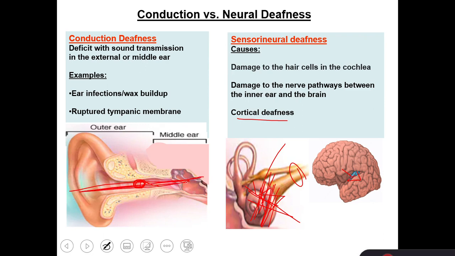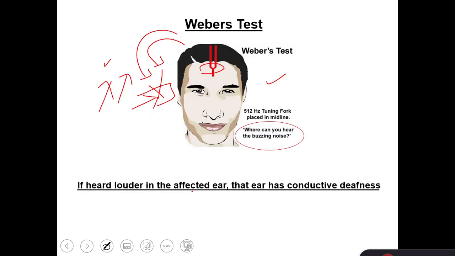The other ear is healthy, so the sound will go the normal direction, and going this way and stimulating the cochlea at the same time will lead to a kind of distortion of the sound. So if you hear the vibration louder in one ear, this ear is likely to have a conductive deafness.